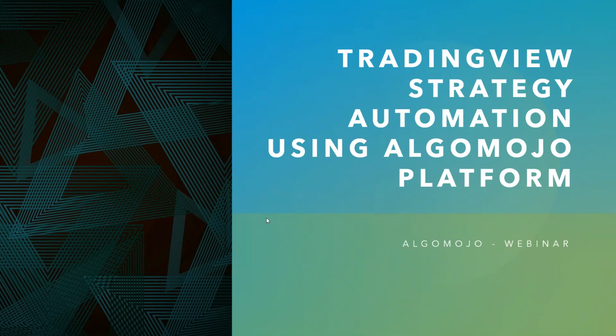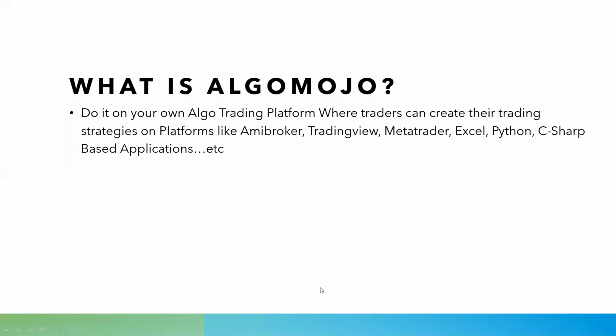So the ultimate idea of Algomojo is what? You can build your own trading models rather than relying on somebody else's algo applications. You can develop your own applications on whatever trading platform, let it be AmiBroker, TradingView, MetaTrader, Excel, Python, or any C# based application. Or tomorrow, let it be Java or C++. Let it be any application, you should be able to send automated orders using the Algomojo platform.